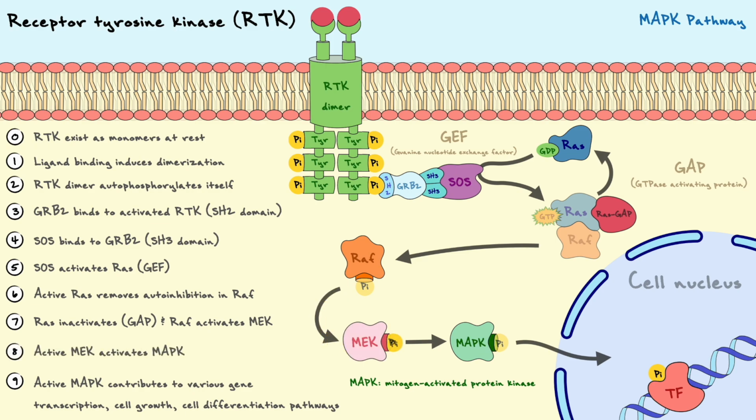Alright, now that RAF has dissociated from RAS and is active, it contributes to phosphorylating another kinase named MEK. MEK then links our pathway to MAPK by phosphorylating it and thus activating MAPK. As mentioned, MAPK then phosphorylates and contributes to many downstream signals that are involved in cell growth, differentiation, proliferation, and so on, and their actions often end up being on transcription factors.